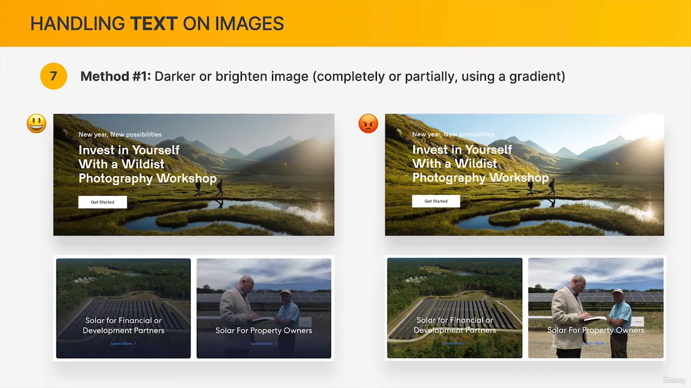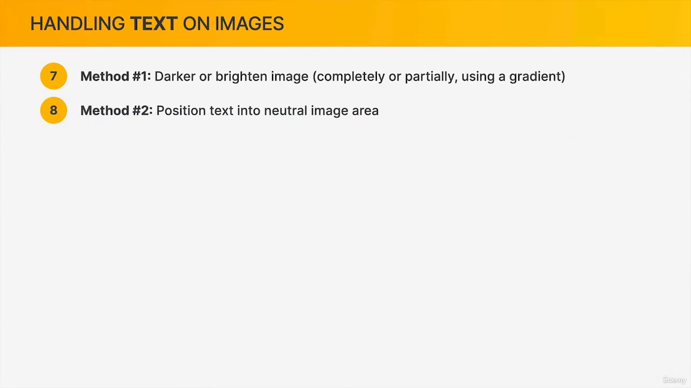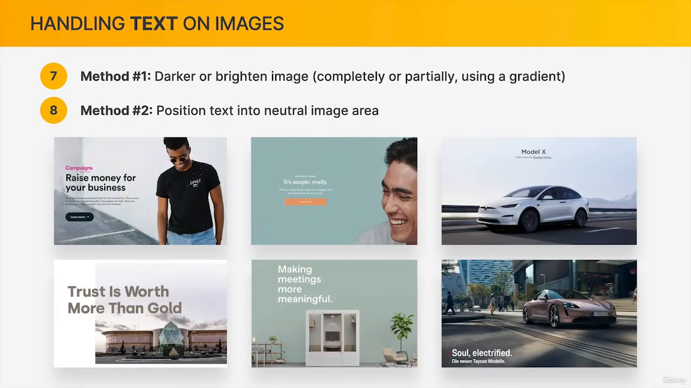But there's also another method, which is to position the text into a neutral image area. So just as we have it here, and in all these 6, there is some area that is quite neutral. For example, there might be a continuous background color somewhere, and so that is a perfect place where we can put our text. We just need to be mindful about what happens when these images get smaller on a mobile screen, because then somehow the text might get overlaid with the rest of the image.